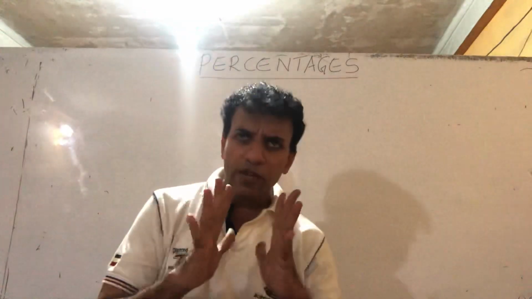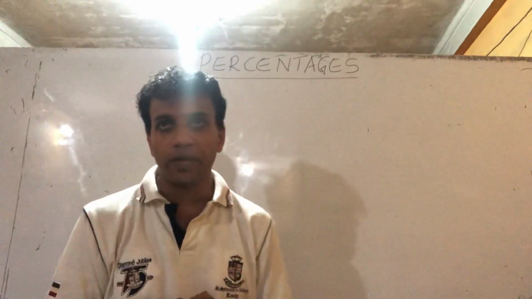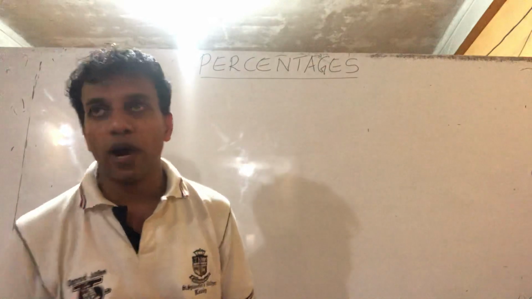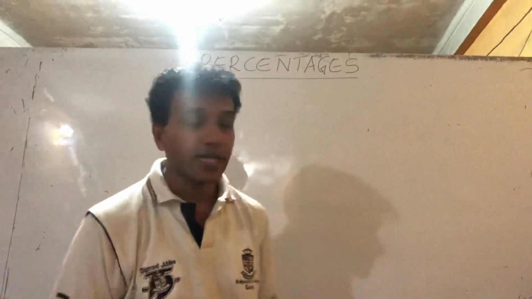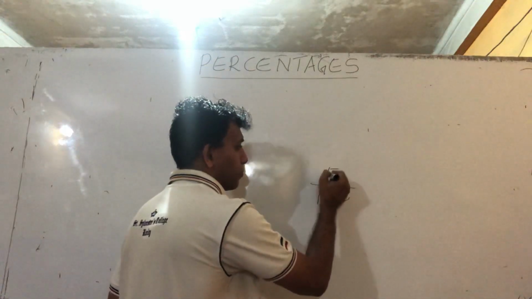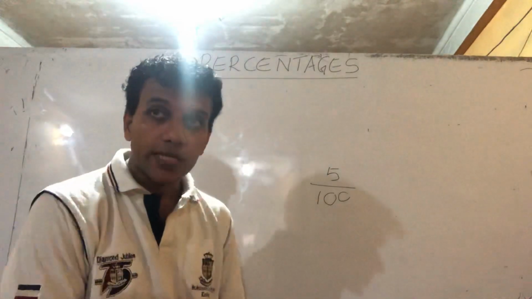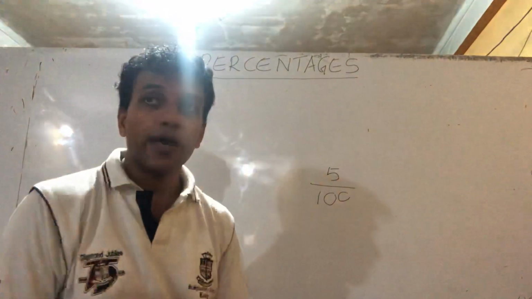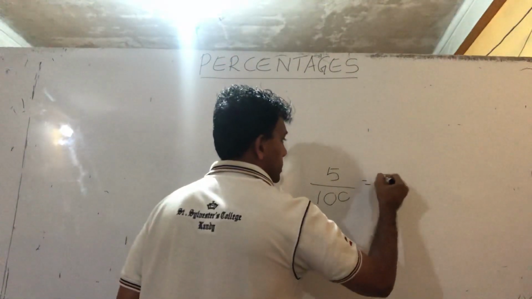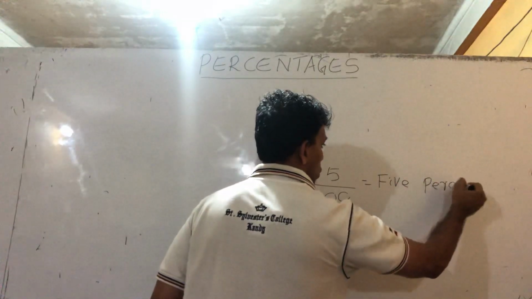Okay. First I will give some introduction. What do you mean by percentage? The simple meaning is a fraction out of 100. A fraction out of 100 we call a percentage. If here is 100 and here is 5, therefore this is a percentage. Which one here? The percentage is 5%. We read this as 5%, or 5 percent.